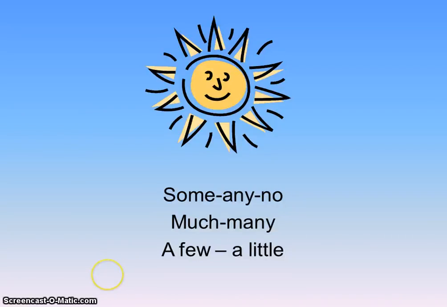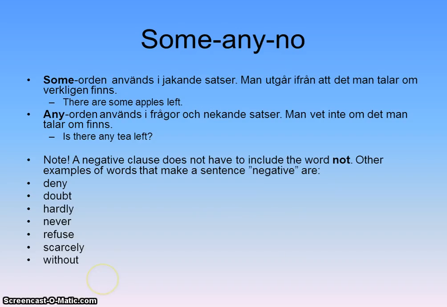This is a lecture about the determiners. Determiners in English: some, any, no, much, many, a few, and a little. Some, any, no.